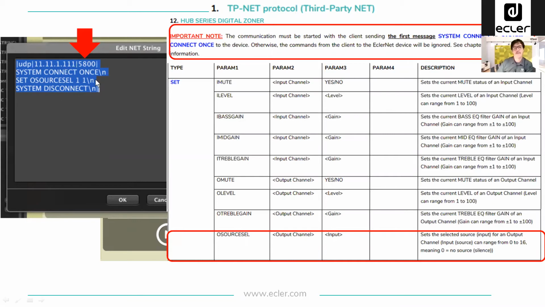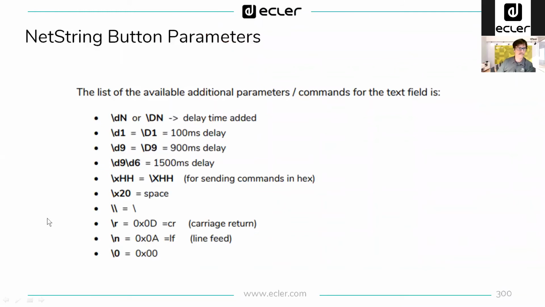What are these parameters? You can find this in the manuals. This is something on the programmer's side. You need to know if you need to add a carriage return at the end or a line feed at the end. This is also in the TPNet manual. In case of hub, in case of ePlayer, it's in another manual.